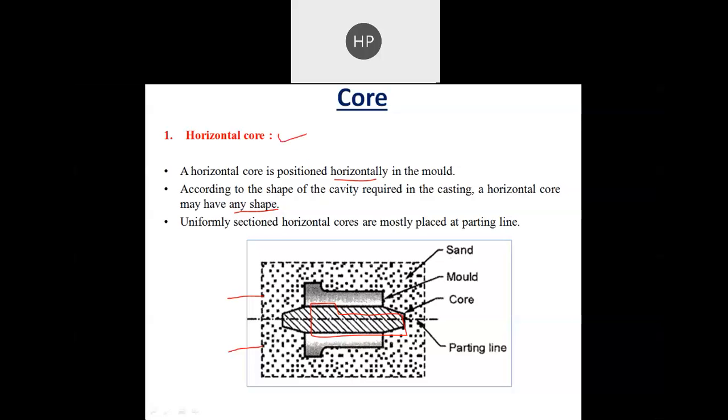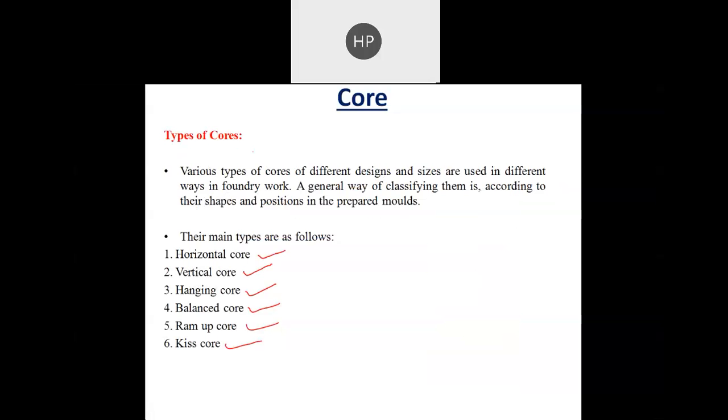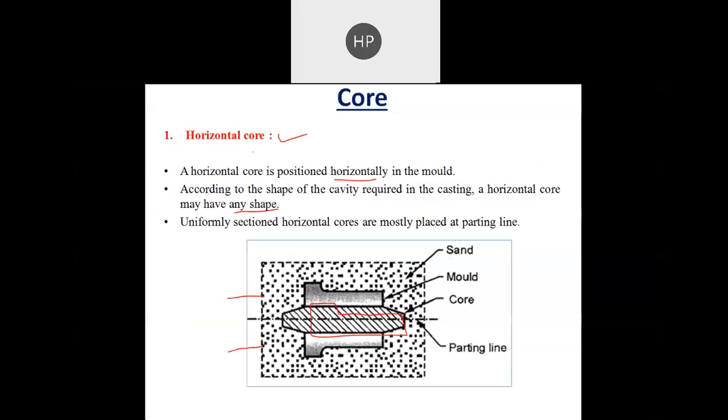This question, the types of core and application of core, is frequently asked in exams. That is why it is an important question from the exam point of view. Whenever it is asked in the exam, you have to draw a neat and clear sketch of each and every core, and then you will get good marks. So whenever it is asked, you have to draw a proper diagram. So this is the horizontal core.